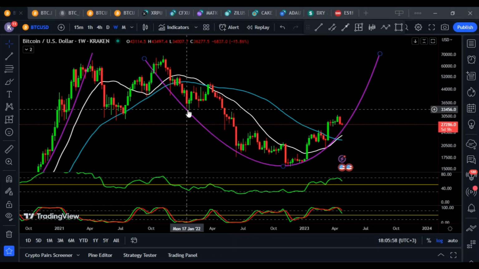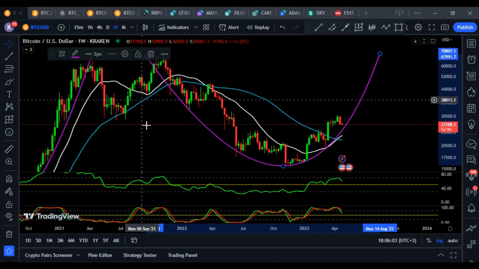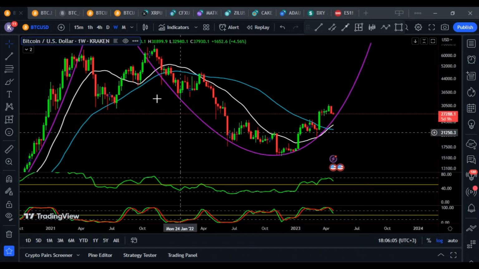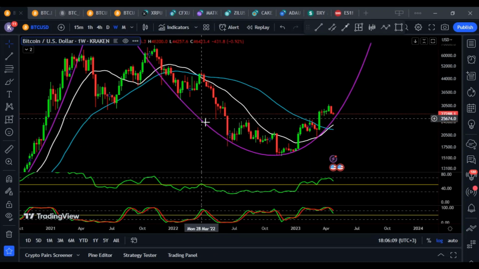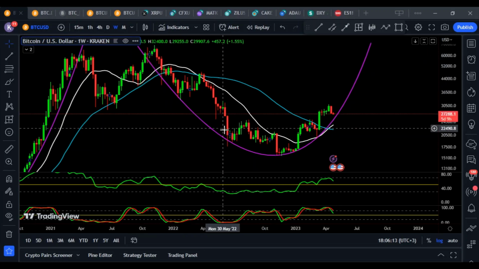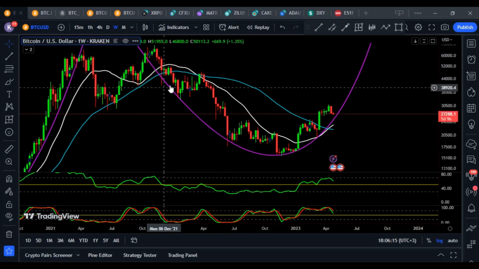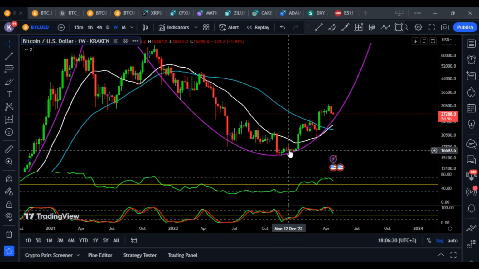We have our curve, our path, and again, arguably this can be edited a bit. We have our curve starting from the top of the previous bull run, the all-time high, into the bear market, respected here, here, here, and all the way here.